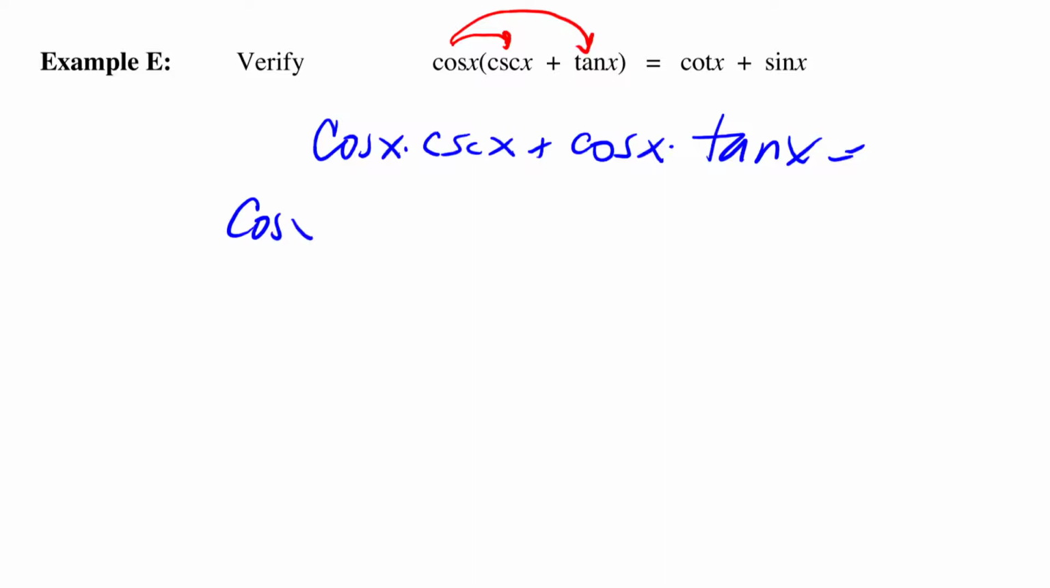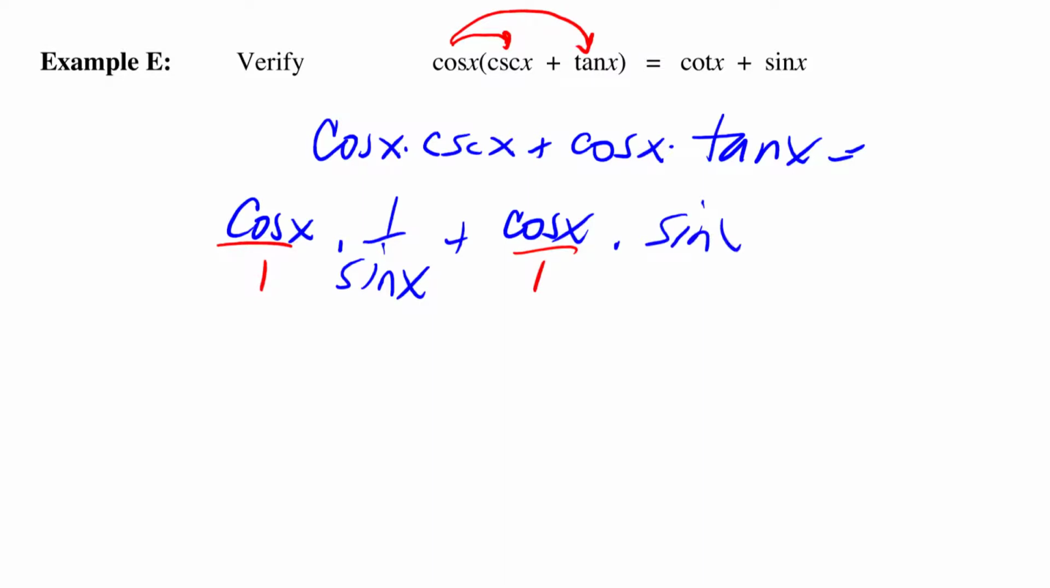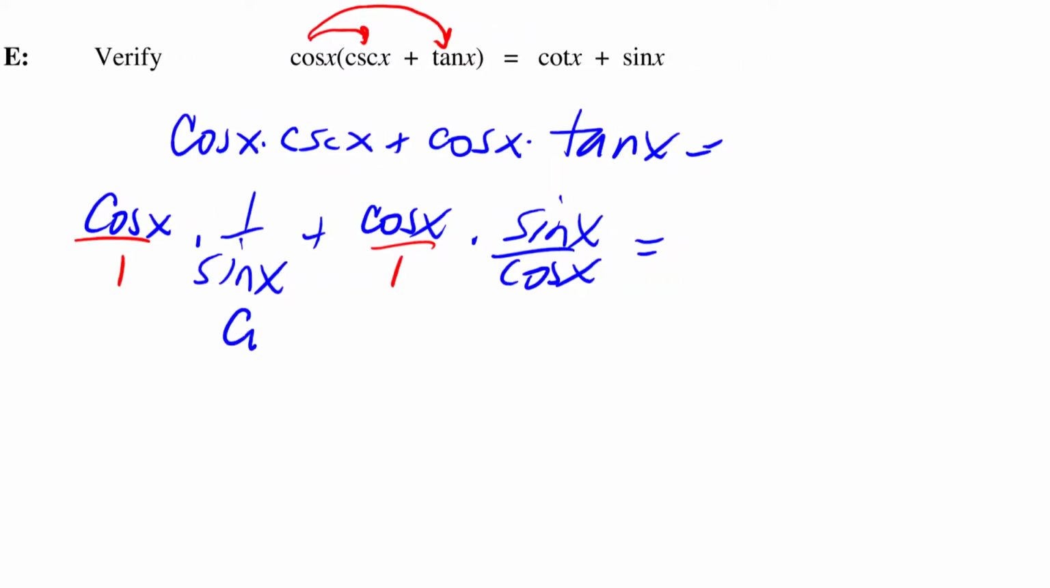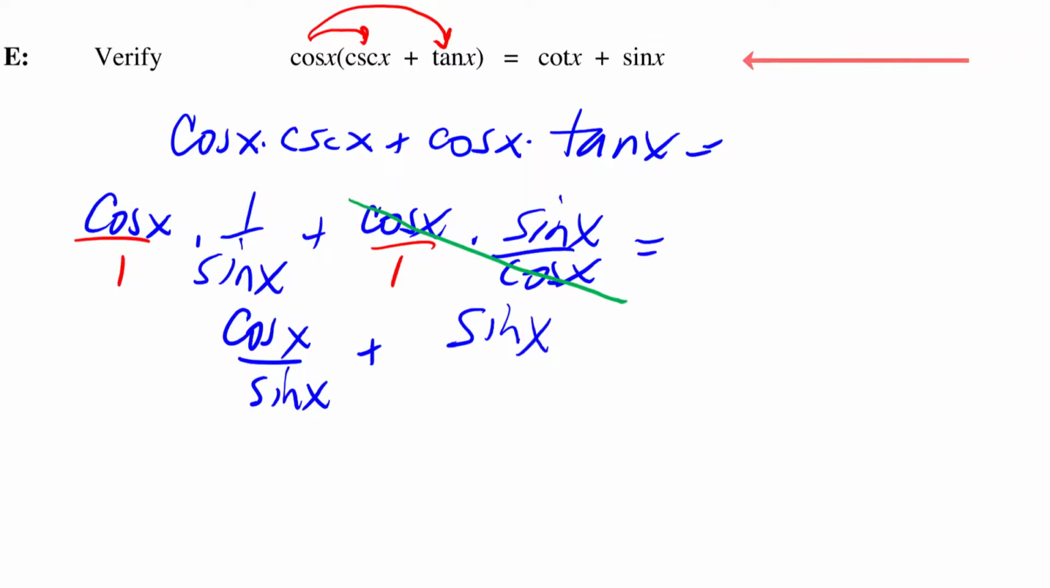Now we're ready to rewrite cosecant x as 1 over sine x. So you can see we have cosine over 1 times 1 over sine x, plus cosine x, again over 1, times tangent x, which is sine x over cosine x. Not exactly sure where we're going to go with this. Let's see, we get cosine x over sine x. Right, and on the second one, the cosines divide out. Okay, I'm good with that. So we get sine x still over 1. Are we going to get common denominators this time?